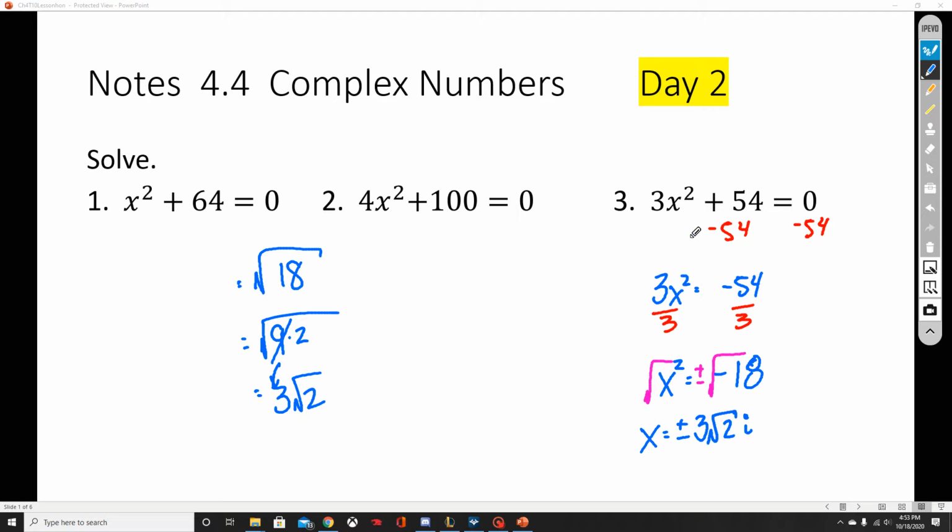All right, so I will write this as a set. So I have 3 root 2 i and negative 3 root 2 i. There we go. Those would be our 2 solutions. Doesn't really seem like it means a whole lot, but those are our solutions. They're complex numbers. They're imaginary numbers.